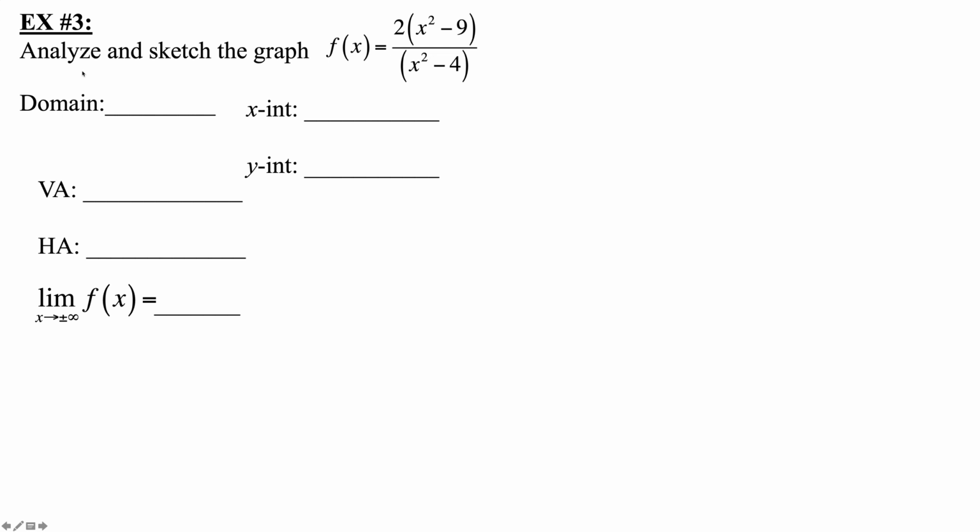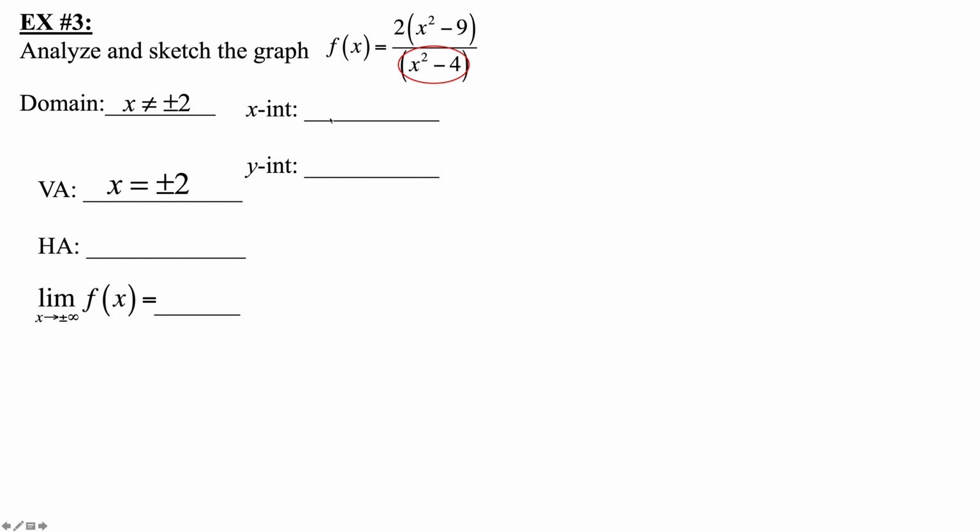So example 3, analyze and sketch the graph. Now we have a rational function here, so now we're going to have some asymptote lines. The first thing we have to do is identify our domain, which is just like identifying your vertical asymptote, so we'll take care of these two at the same time. X cannot be equal to plus or minus 2, can be everything else but that. And then just take off the slash through the equal sign because those are going to be my vertical asymptotes.